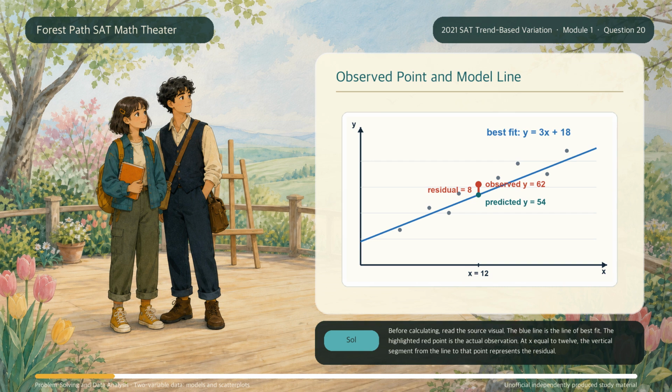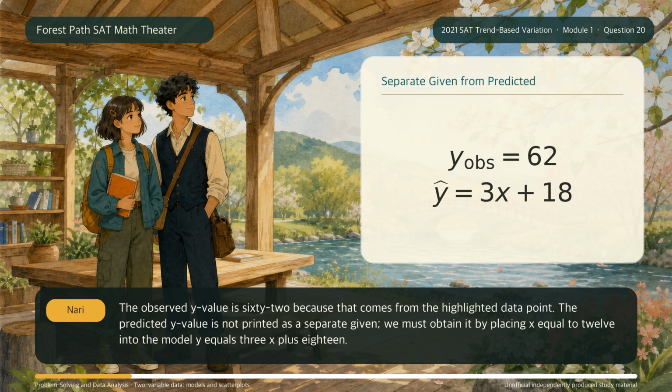Before calculating, read the source visual. The blue line is the line of best fit. The highlighted red point is the actual observation. At x equal to 12, the vertical segment from the line to that point represents the residual. The observed y value is 62 because that comes from the highlighted data point. The predicted y value is not printed as a separate given. We must obtain it by placing x equal to 12 into the model y equals 3x plus 18.